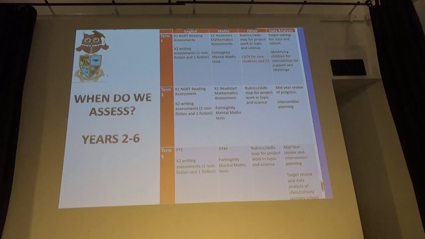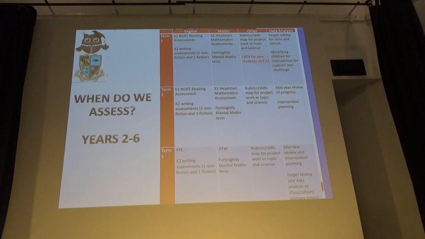And we do another checkpoint in late November, early December, so that's upcoming now. We're going to be doing another New Group Reading Test and another writing assessment. We then will repeat that in term 2, and also then in term 3 we do the PTE. If you were here last year, you would know that that is the Progress Test in English, and that is a reading, comprehension and English skills assessment, and that is done from year 2 up to year 9.